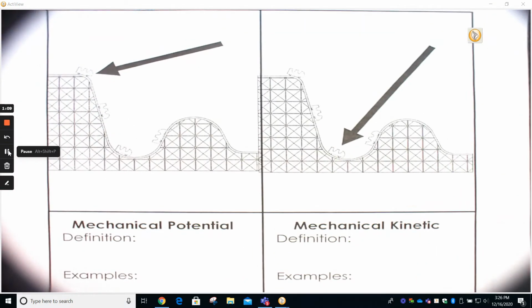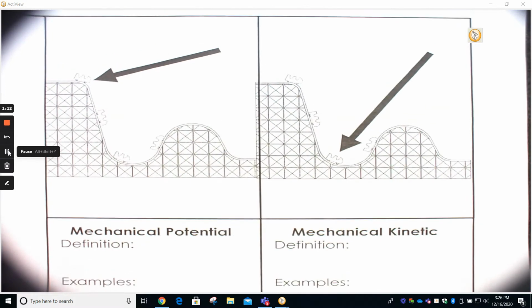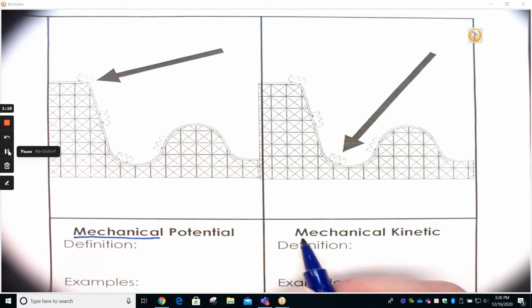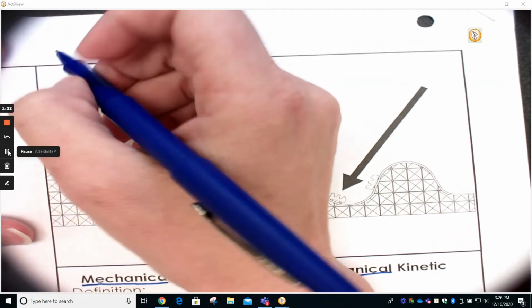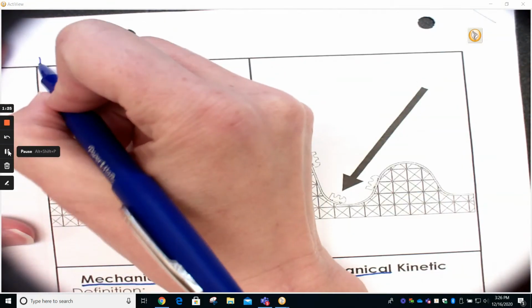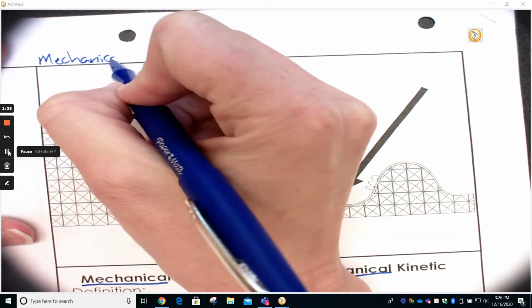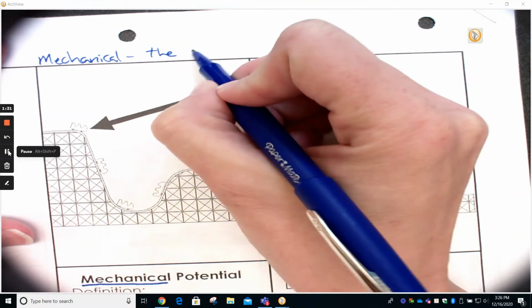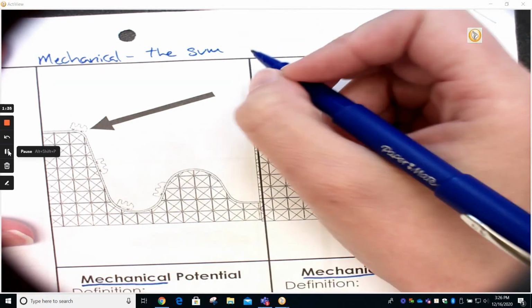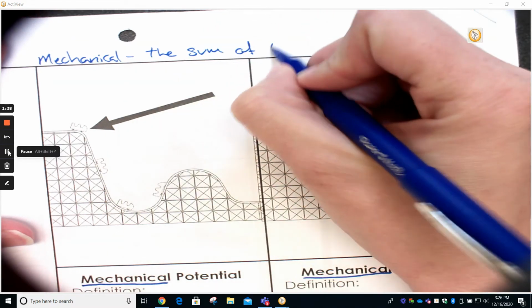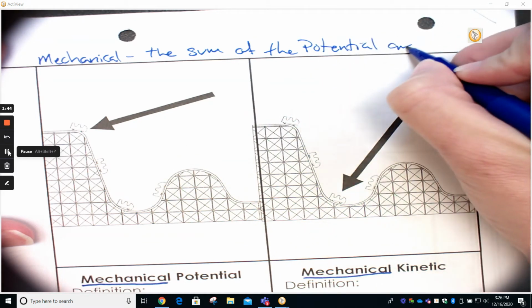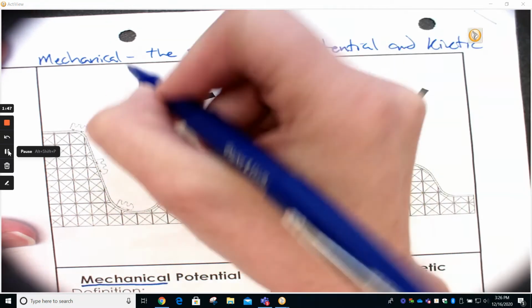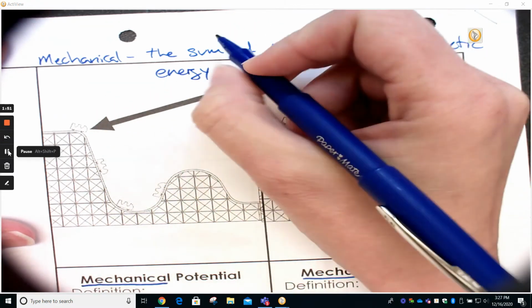So all I'm doing here is turning my paper to the side, and here you're already familiar with potential and kinetic energy. We're going to put a word in front there. We're going to say mechanical potential and mechanical kinetic. Well, what does that mean? Well, up here, we're going to go ahead and write what that means. So mechanical is the sum, which means adding it up. The sum is just adding up the sum of the potential and kinetic energy of an object.